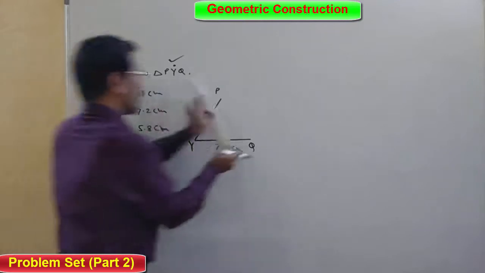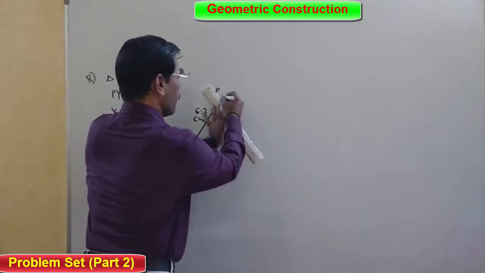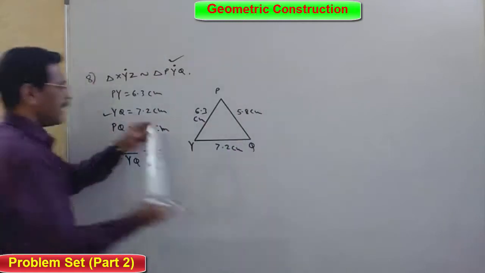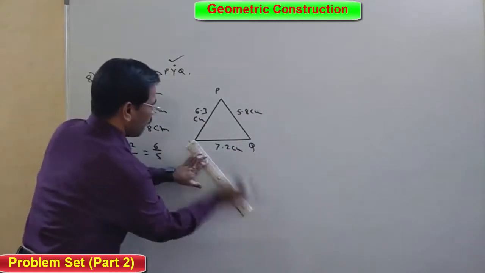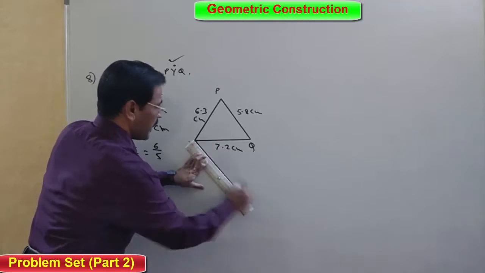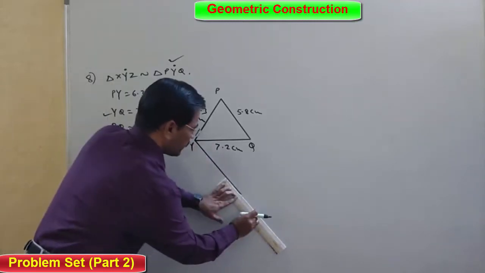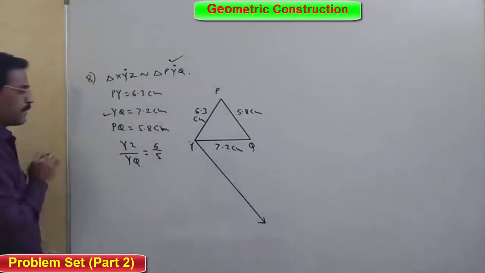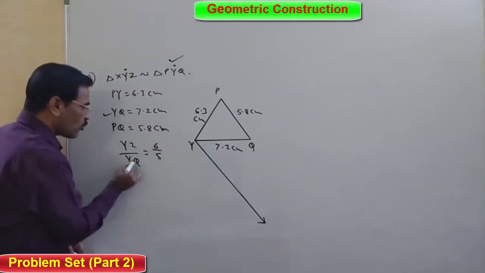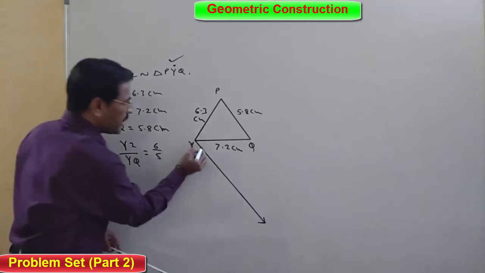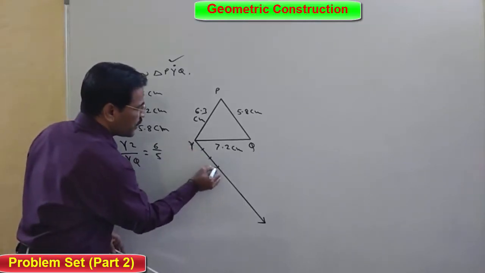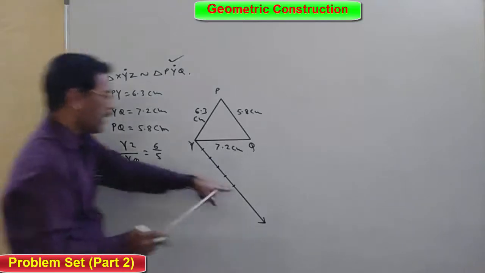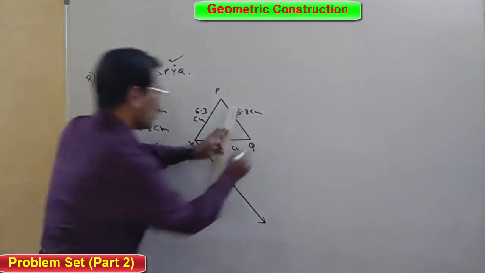What about PQ, which is 5.8 here? This is just a rough figure, friends. 5.8 centimeter. Now I'll draw one ray from Y, like this. Okay, maybe sometimes we have to extend here. Afterwards, here it is YQ, which is only 5 parts. Means I'll take here 1, 2, 3, 4, 5 parts. Okay, so these 5 parts I have to join to this Q here.